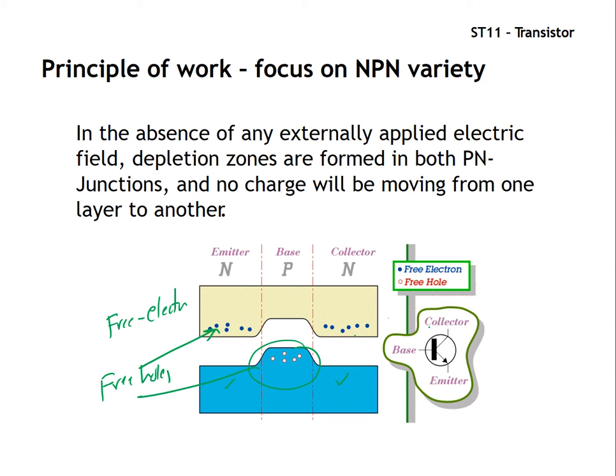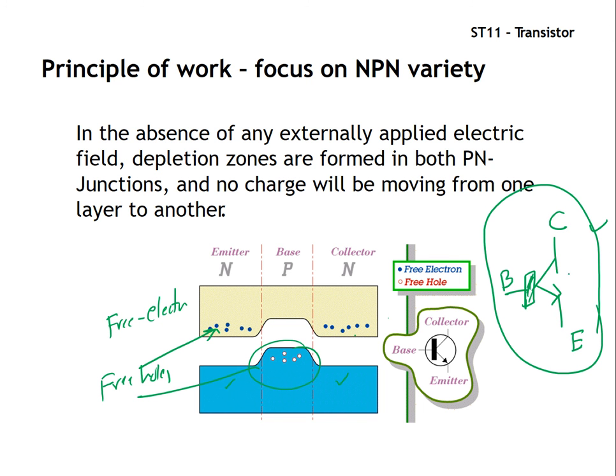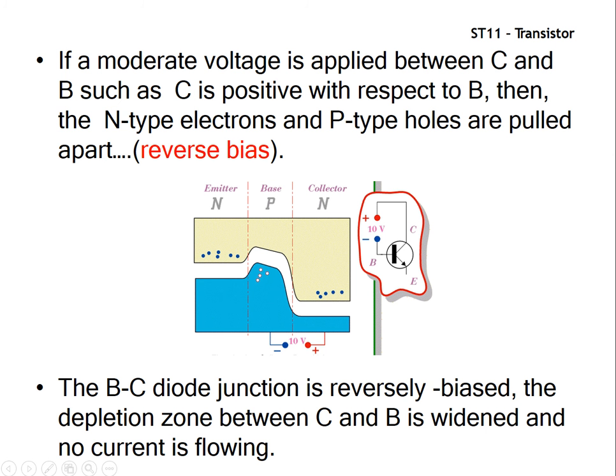We also draw the transistor like this: this is my base, this is my emitter, and this is the collector. This is the most commonly used symbolic representation of the transistor. We are going to use this again and again. So we are not applying any biasing. We have free electrons here, holes here, and free electrons here.